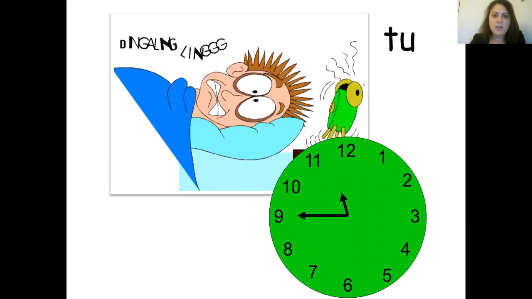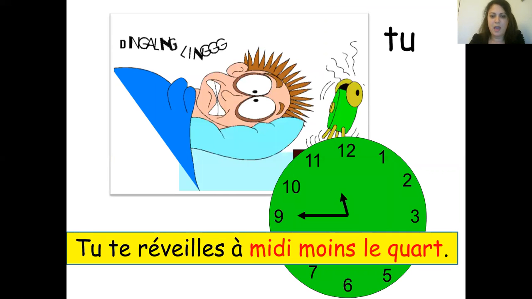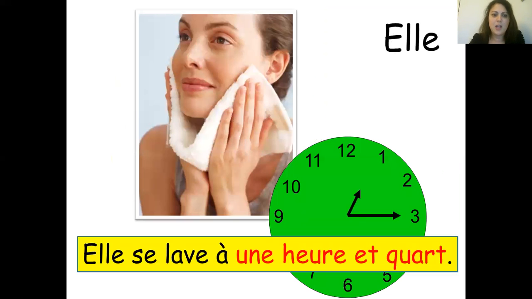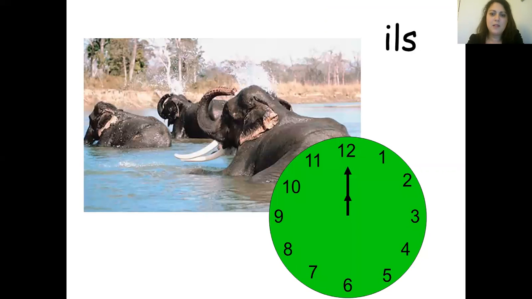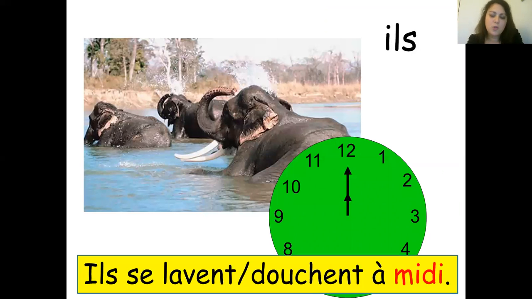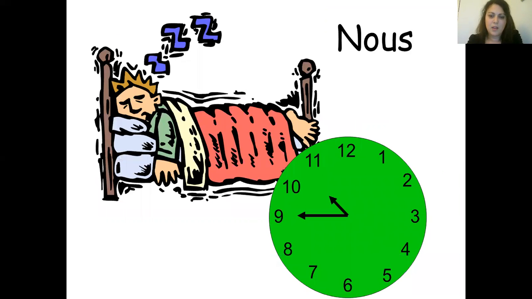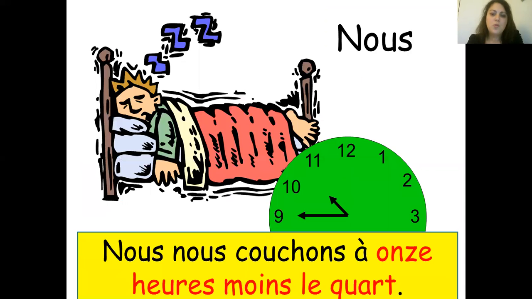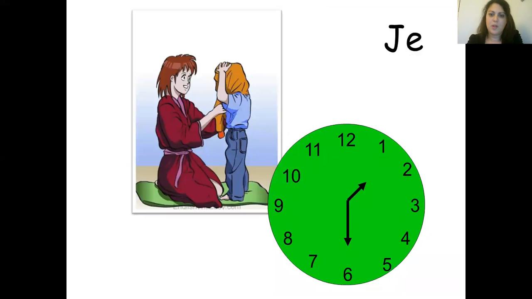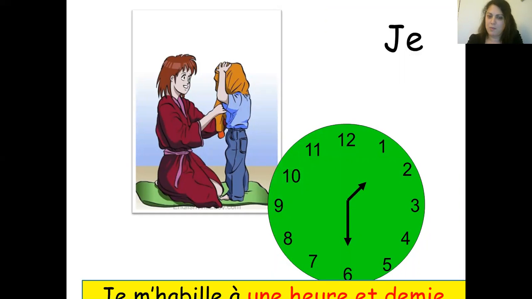So, here, tu te réveilles à midi moins le quart. Elle se lave à 1h15. She washes herself at 1:15. Il se lave ou ils se douchent à midi. They wash themselves at noon. Okay. Nous nous couchons à 11h moins le quart. We go to bed at 11:45. Je m'habille à 1h30. I get dressed at 1:30.